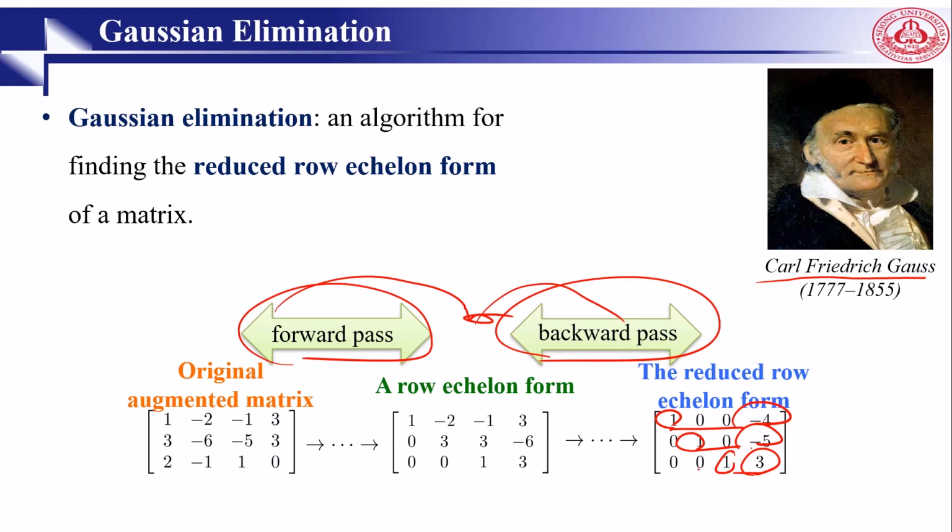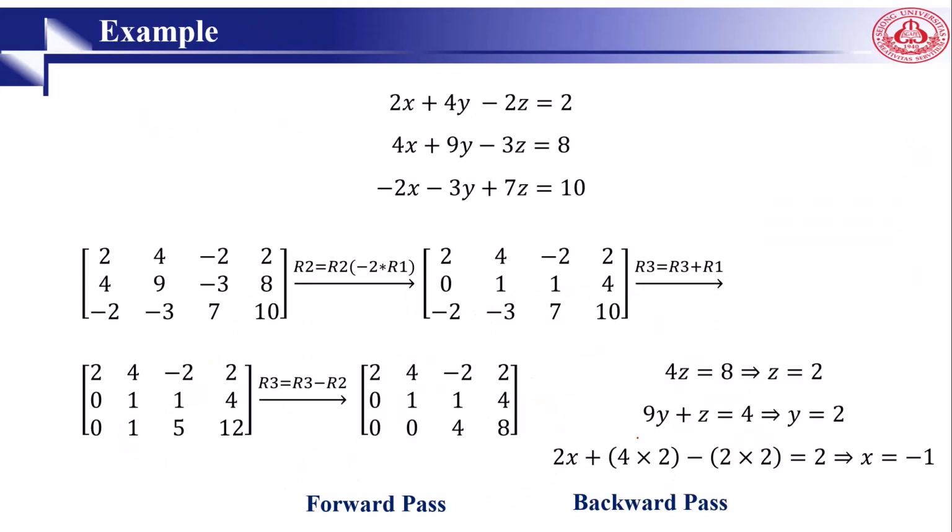Whatever we did so far, we did forward and backward. We try to simplify this one, then we substitute and find out the variables. In the forward pass, the goal is to convert the original matrix into upper triangular form, which is the row echelon form, and in the backward pass, we refine the matrix to the row reduced form, and we try to simplify it by substitution. So here is one example to better understand the topic.